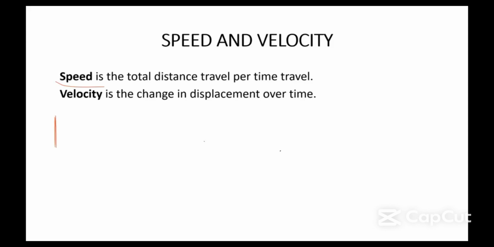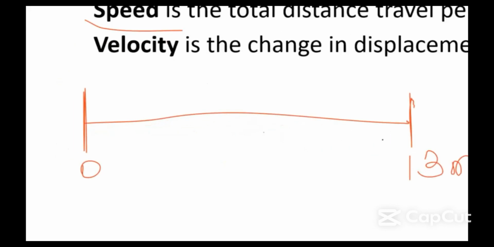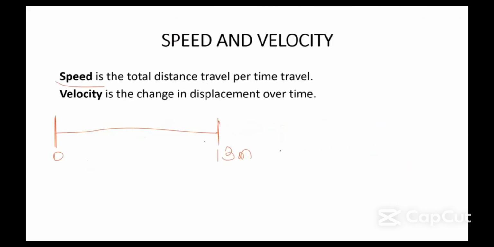Let's assume a journey starts from point 0 and moves all the way to a distance, let's say 30 meters, like the last video. So speed is calculating the total distance traveled from the start point to the end point, in meters, over the time.